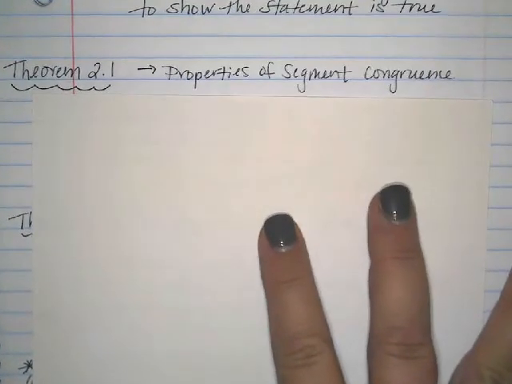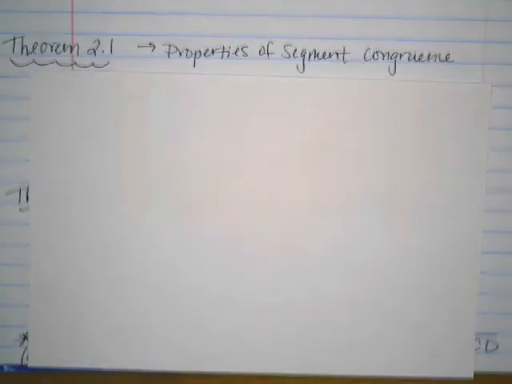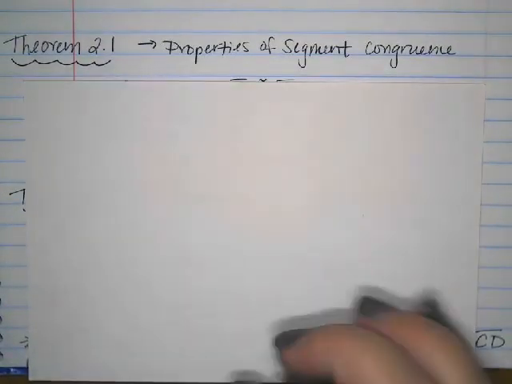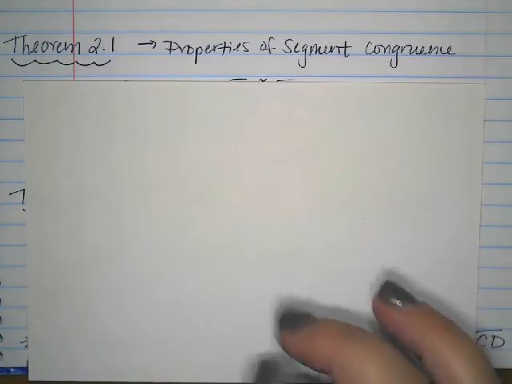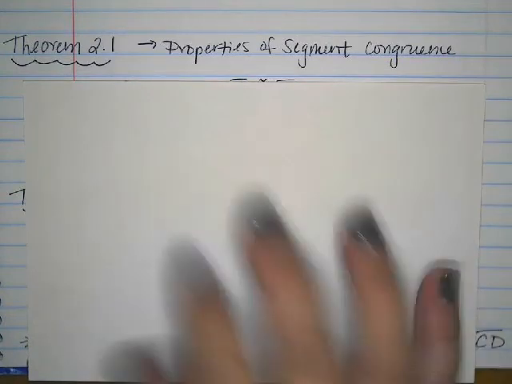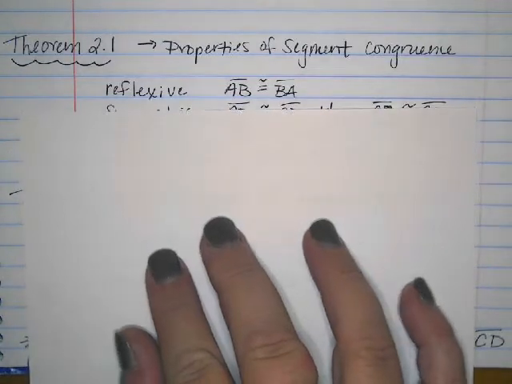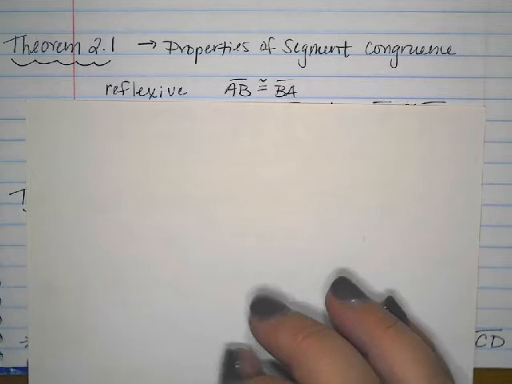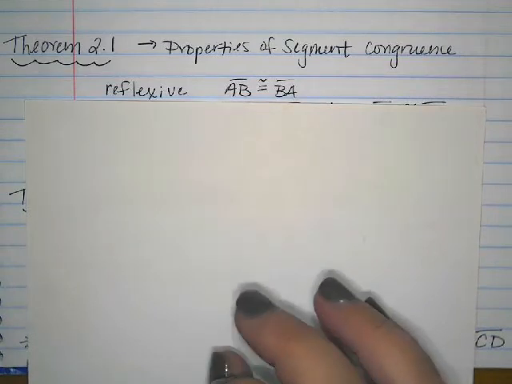So one of the theorems that we're going to need to help us with our proofs is theorem 2.1. And it's about the properties of segment congruence. It's all about proving that a segment is the same as another one. So the reflexive property of segment congruence, we've talked about what reflexive is. It's just matching both sides.